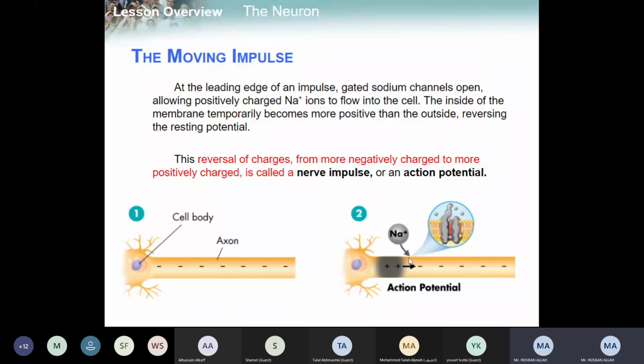You can see here, this is positive. If you look here, it becomes more negative. It creates an action potential, or we can say a nerve impulse. All of them are negative, but you can see here it creates some positive charge. From negative, it becomes temporarily positive. When it becomes temporarily positive, this is called action potential.